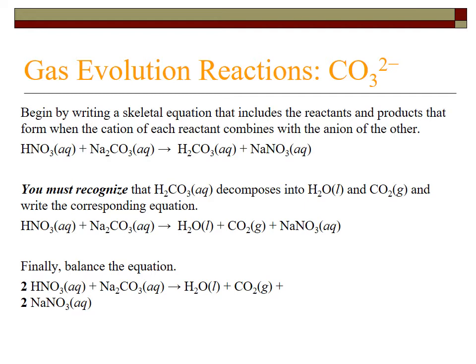HNO3 plus Na2CO3 gives me H2O liquid plus CO2 gas. That is from the intermediate product, carbonic acid. And then I just keep the NaNO3 on the end. The last thing we must do is balance the chemical equation, as we learned back in unit number 4. We have to make sure we have the same number of atoms on the left-hand side of the equation as we do on the right-hand side. So I end up putting a 2 out in front of the HNO3 and a 2 out in front of the NaNO3.